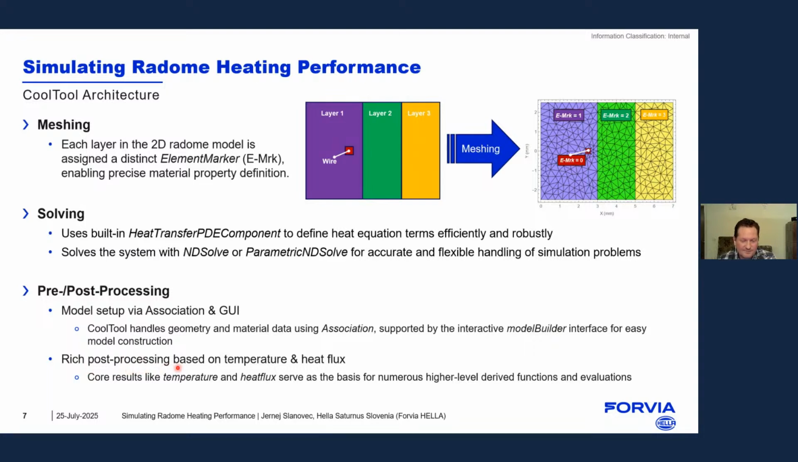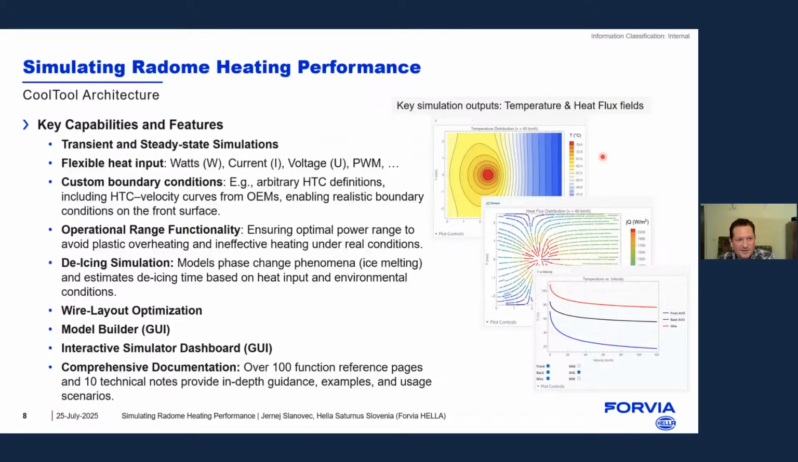Post-processing: the main results that we get from the NDSolve or ParametricNDSolve are temperature and heat flux distributions in this 2D domain. And based on those two main results, we derive many other useful functions that are suited for our needs.